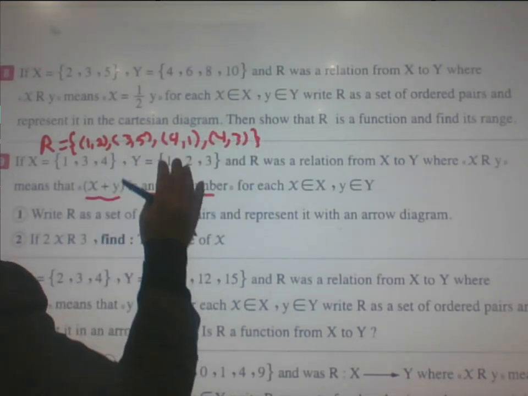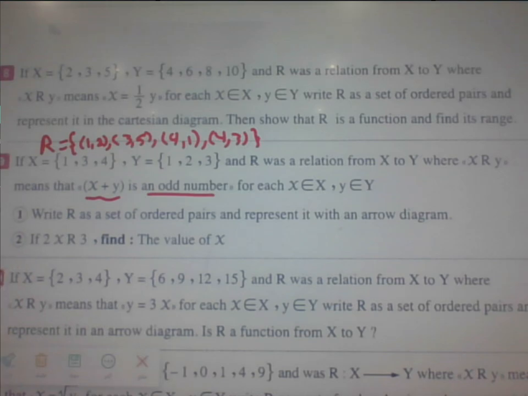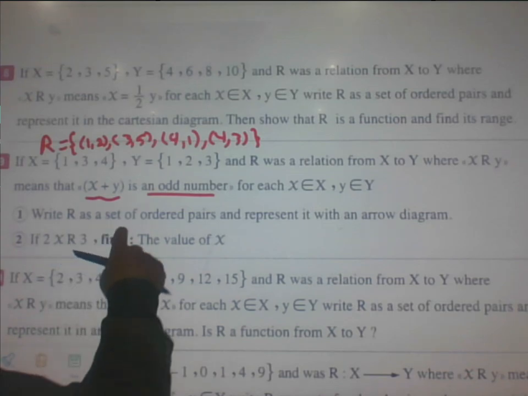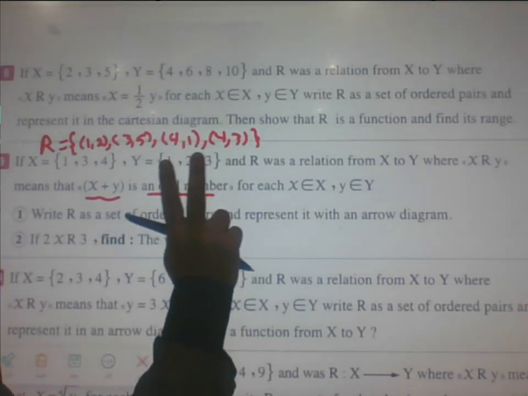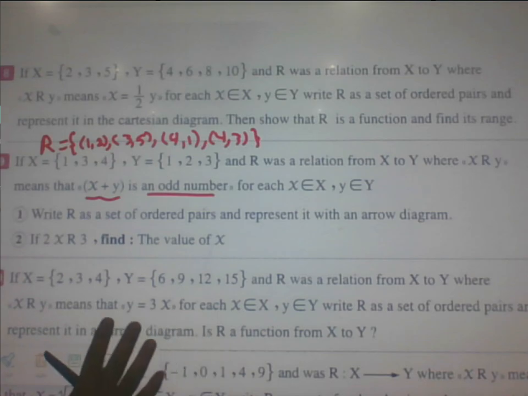But don't write 4 plus 2, because 4 plus 2 is 6. This is the function here. This is not a function. The relation here is not a function, because the image of 4 is not only one digit or image in R.